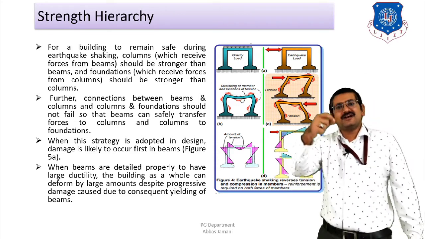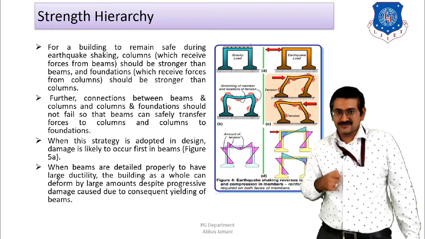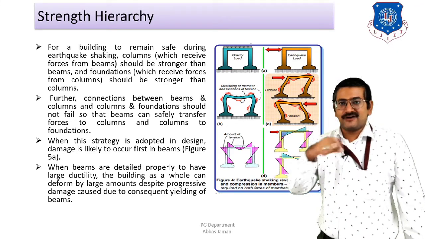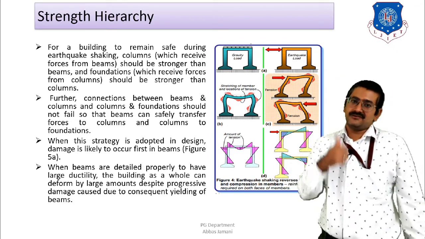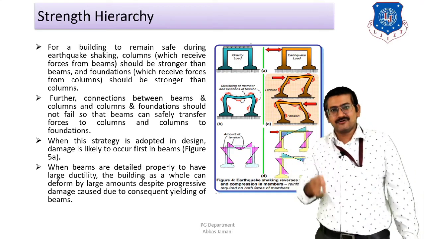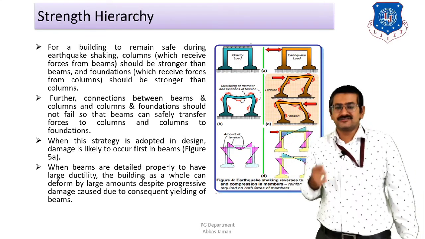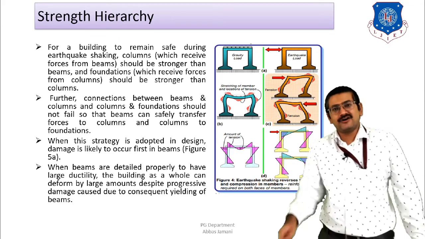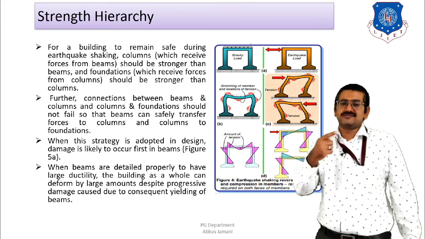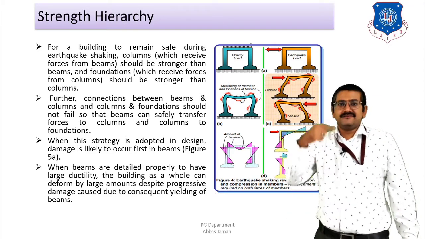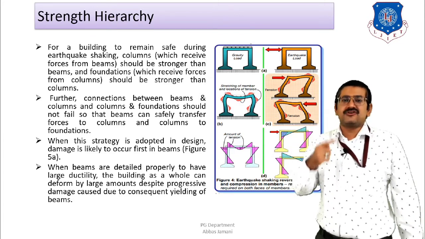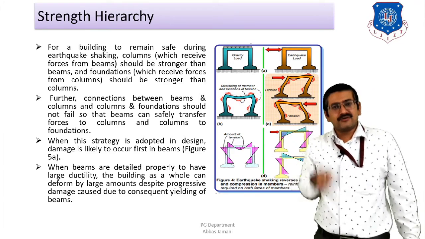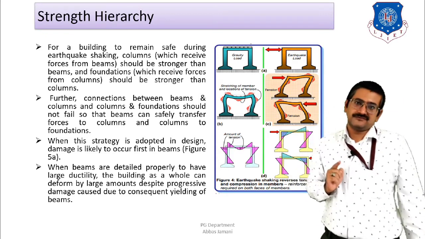Secondly, the columns have to transfer the load to the foundation. That means the foundation should be stronger as compared to the column. Why? Because the entire load from the entire height of the building is going to be transferred to the foundation, and from the foundation, the load is going to get transferred to the soil. So we can say that the column has to be stronger as compared to the beam, and the foundation has to be stronger as compared to the columns.